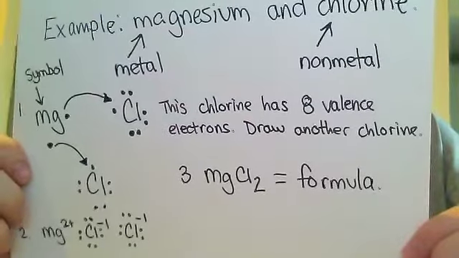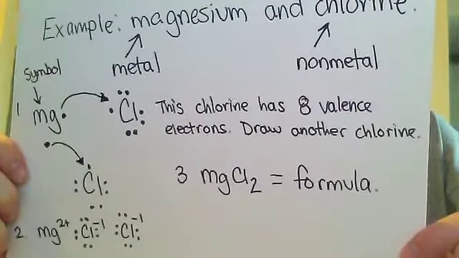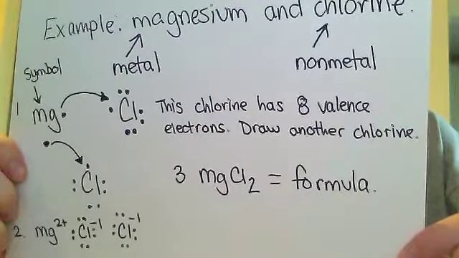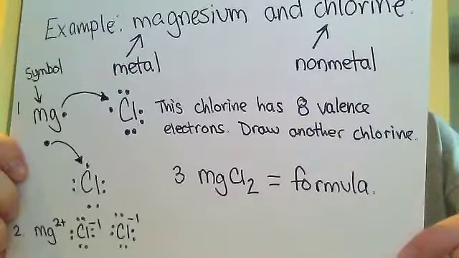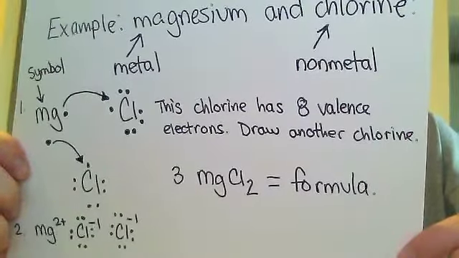An example of this is magnesium, which is a metal, and chlorine, which is a nonmetal. First, you write the symbol and the number of valence electrons, and we're going to move 1 valence electron to our first chlorine atom, and this will give it 8 valence electrons. You cannot move any more valence electrons to this.